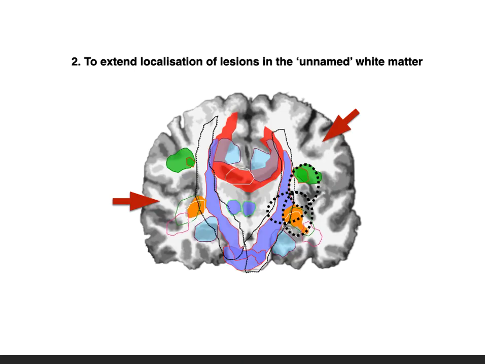Now, the second example is to extend the localization of lesions into the unnamed white matter. Now, what do I mean by that? We often read in clinical notes or in papers sometimes that just say insular lesion with extent to the white matter, for example. Now, one thing to know is that depending on which white matter that lesion extends to, the clinical presentation of a patient will be very different.